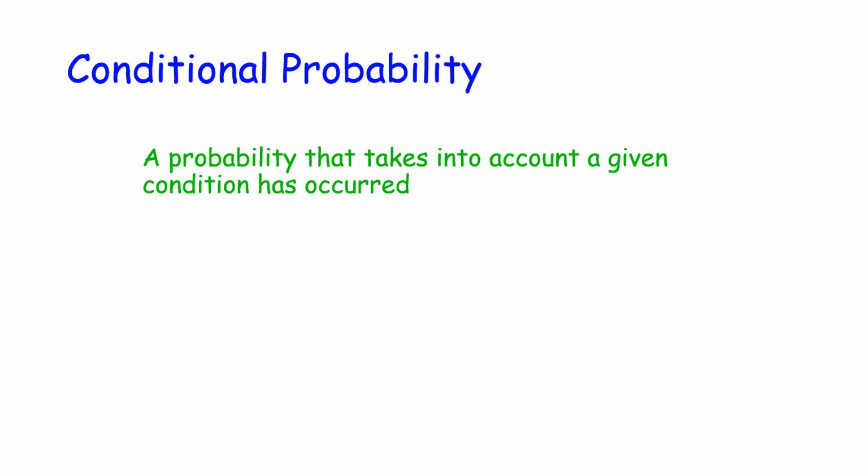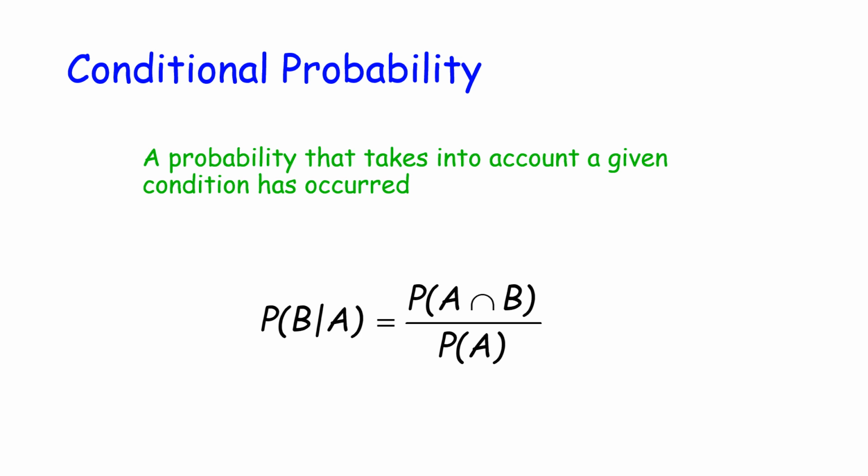Conditional probability is a probability that takes into account a given condition has occurred. So the equation that we use for that is the probability of B given A equals the probability of A intersected with B divided by the probability of A, meaning the probability of A and B divided by the probability of A. Let's go a little further here.